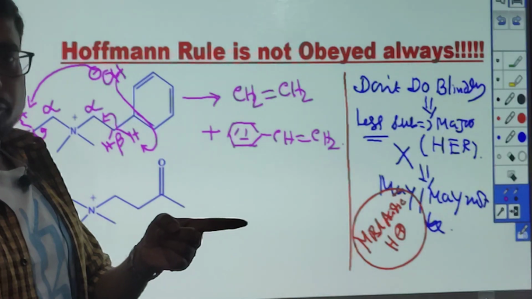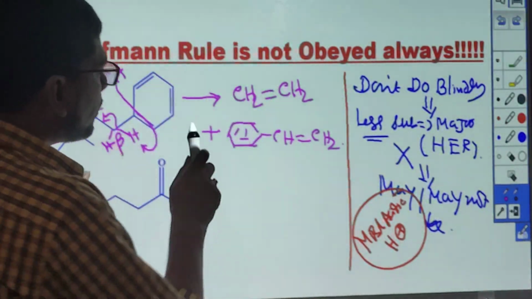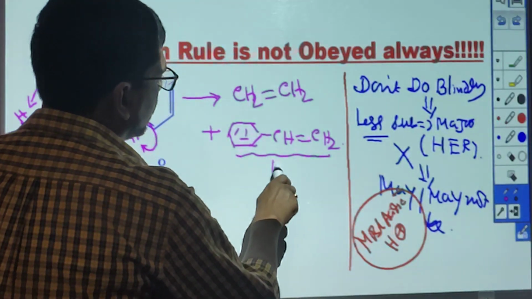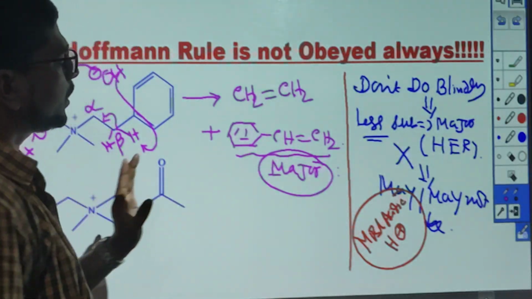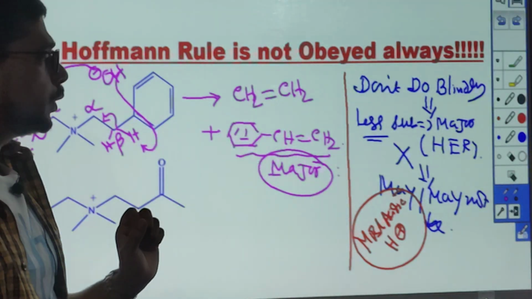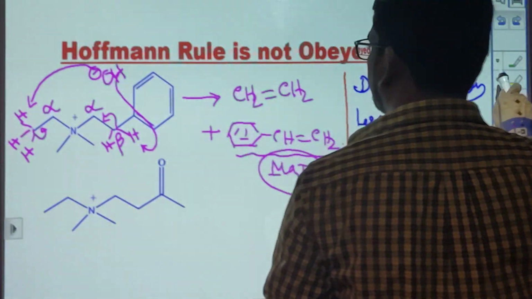So which one will be the major product? See, the expected product is this one, but in this case this will be the major product, and this is an exception. I will say better that it won't follow the Hoffmann rule. Why is this the major product and this the minor product? Now let me clear that one.